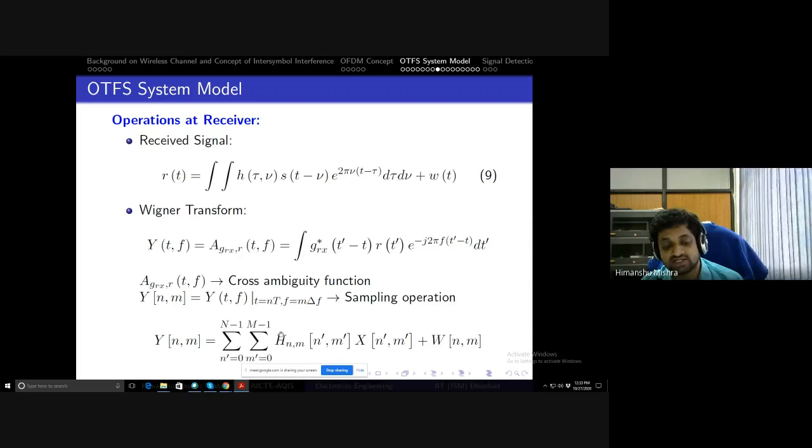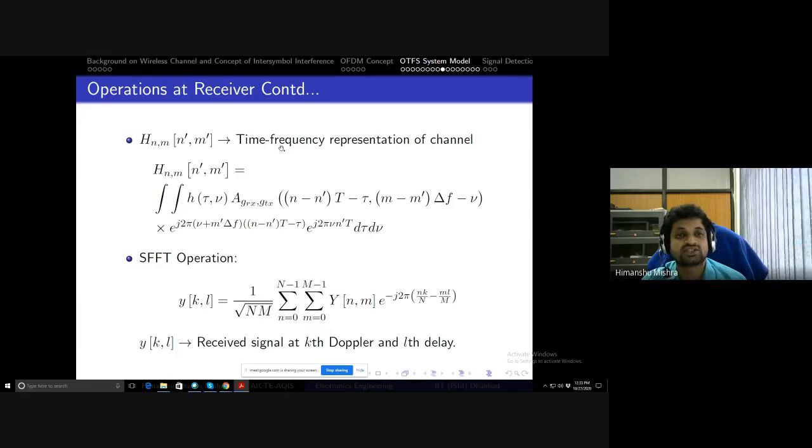So this is a generalized relationship. You can see this, what is H N, M? It is the channel frequency response in the time frequency domain. That means the channel representation in the time frequency domain, or you can say the channel in the discrete time frequency domain. This is H, N comma M. So this is obviously the time frequency domain signal, the time frequency representation of the channel.